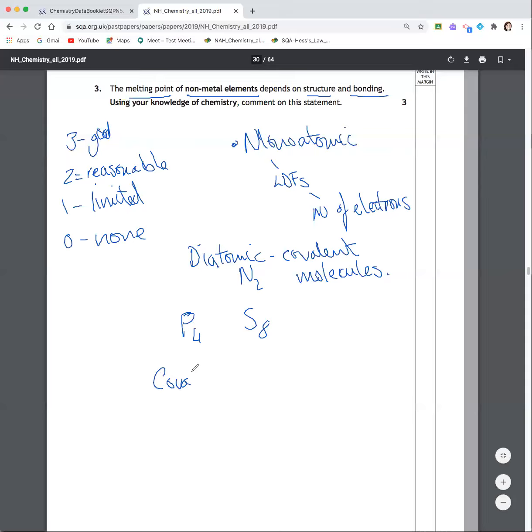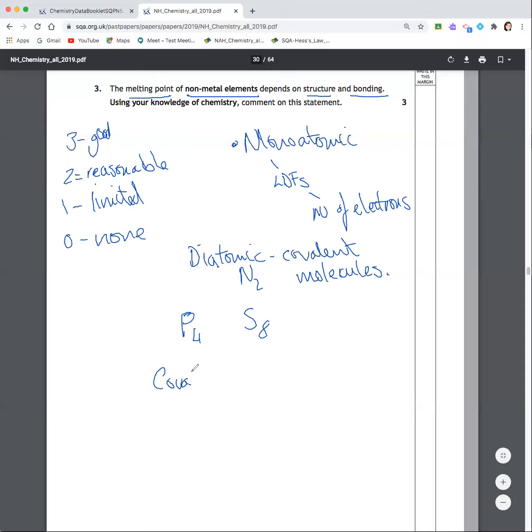Anything other than that is not really to do with non-metal elements. You could mention for the non-metal elements that they've got non-polar covalent bonds if they're a molecule, but you wouldn't want to mention ionic or any hydrogen bonding or permanent dipole, because that doesn't happen when you've got elements, because they don't have different electronegativities.